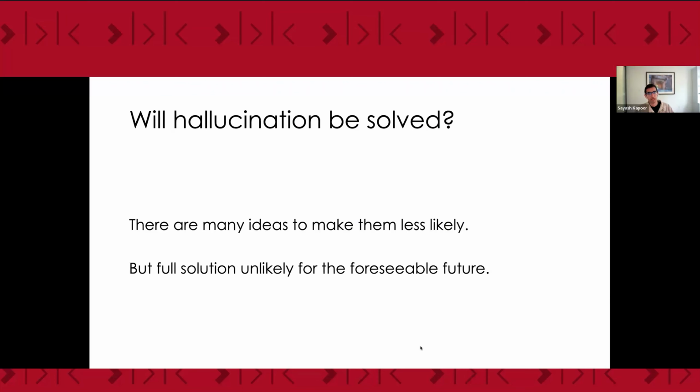A big question then for a lot of AI research is, will hallucinations be solved anytime soon? Now, of course, there are many ideas that make hallucinations less likely. In the case of the legal tech products that we just discussed, these come with specific citations that prompt the user to check if the text accurately reflects the citations. But unfortunately, as of right now, a full solution that is robust and reliable across domains is unlikely and not really foreseeable.